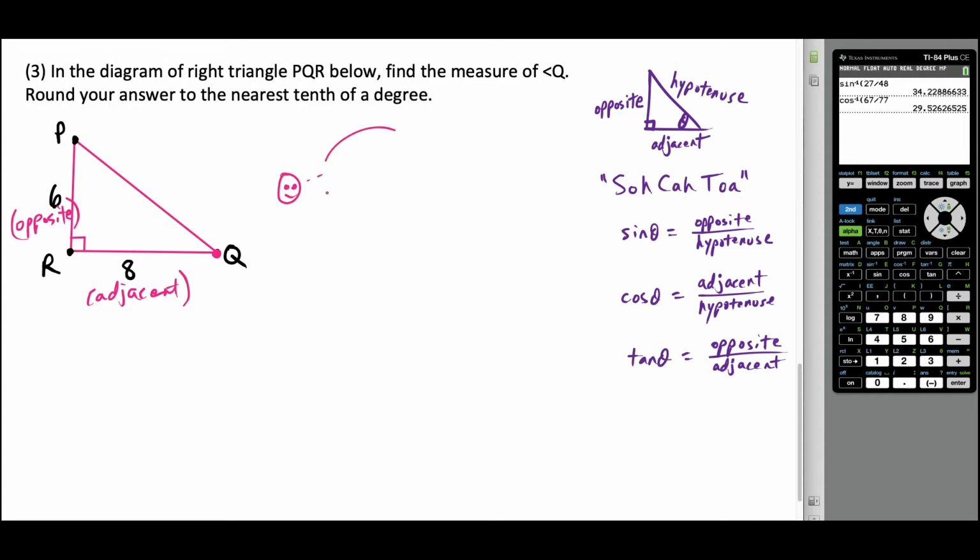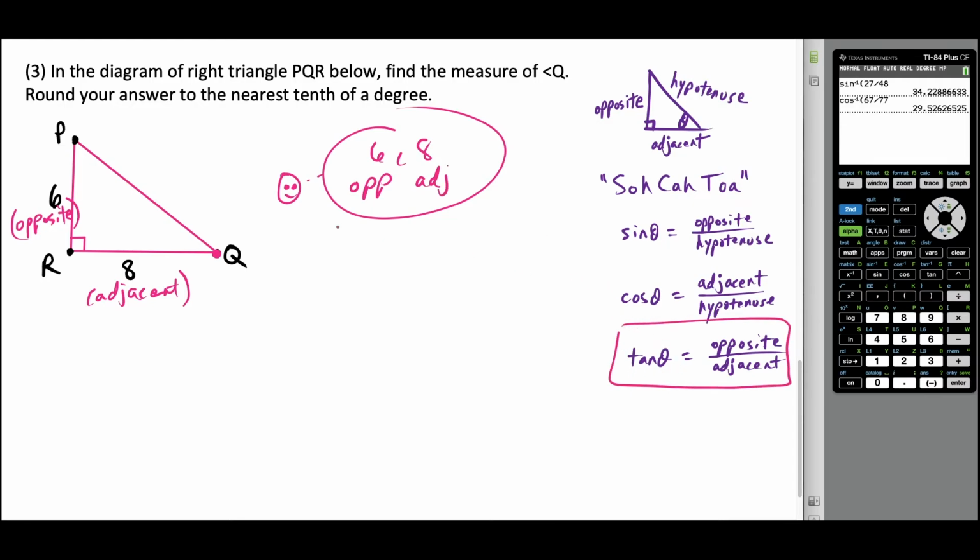So the thought process in this question, when you're thinking of these two sides, when you know the opposite side and the adjacent side, the function you want to go with is tangent. So this is the one we're going to use. So we're going to have tangent of angle Q is equal to the side opposite of Q, which is the side that's 6 units long, over the side adjacent to Q, which is 8 units long. Now, if you want here, you could reduce. Tangent of angle Q is equal to 3/4.